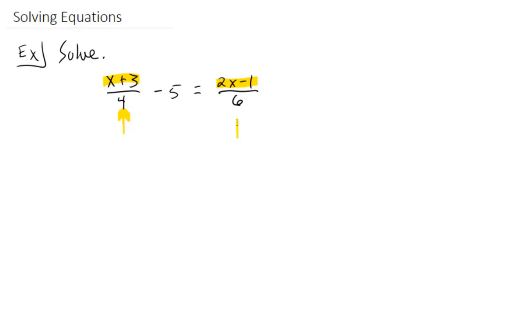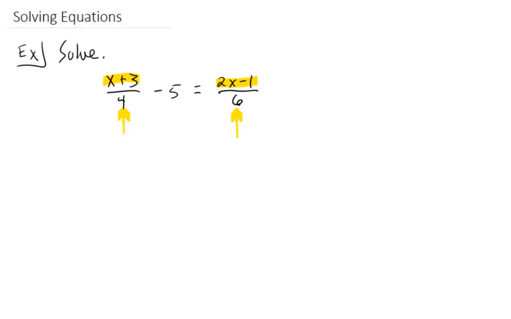Over here, 2x minus 1 is being divided by 6. And I could clear out that division by multiplying by 6. So one step would be multiplying everything through by 4, and another step would be multiplying everything by 6 if we just applied our strategies like we have been doing. But there's this little thing we can do that, like I said, makes it more efficient.